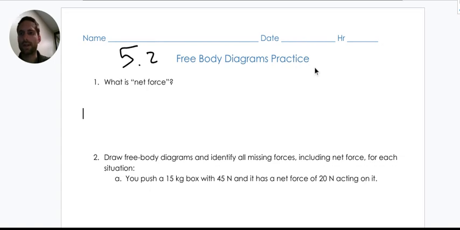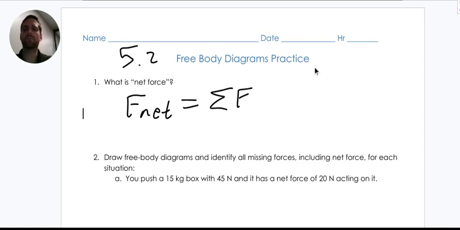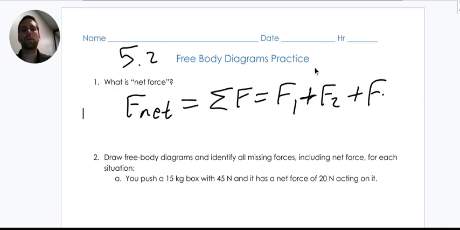So to start, net force is the sum of all the forces added together. So F net is the same as the sum of all the forces. That's that sigma symbol. It means adding all the forces, or sum. Or F1 plus F2 plus F3, however many F's you have, added up together. That is the net force value.